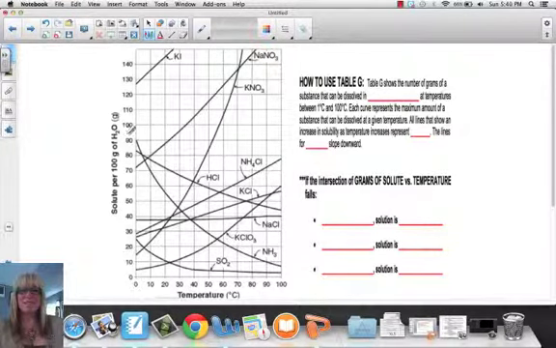So here's your solubility curve, and it shows the number of grams of a substance that can be dissolved in 100 grams of water at temperatures between 1 degree Celsius and 100 degrees Celsius. Each curve represents the maximum amount of substance that can be dissolved at a given temperature. All lines that show an increase, so here are your positive slopes, represent solids. And all the lines that show a decrease, remember, are for gases.